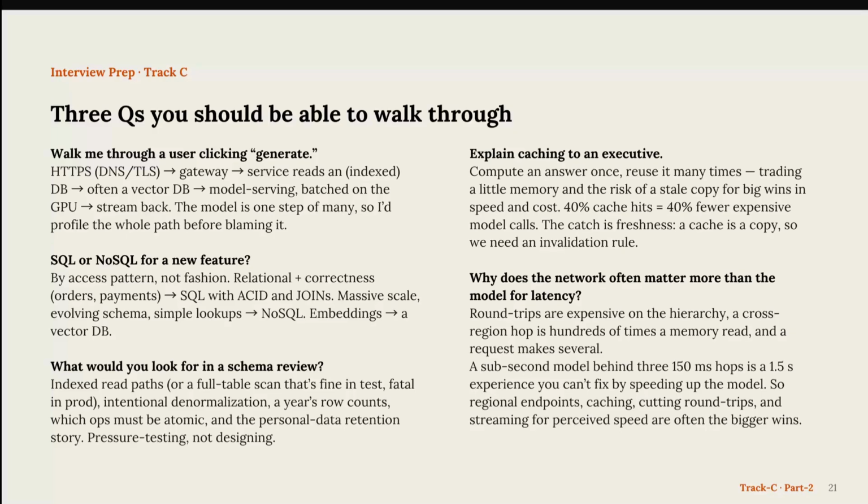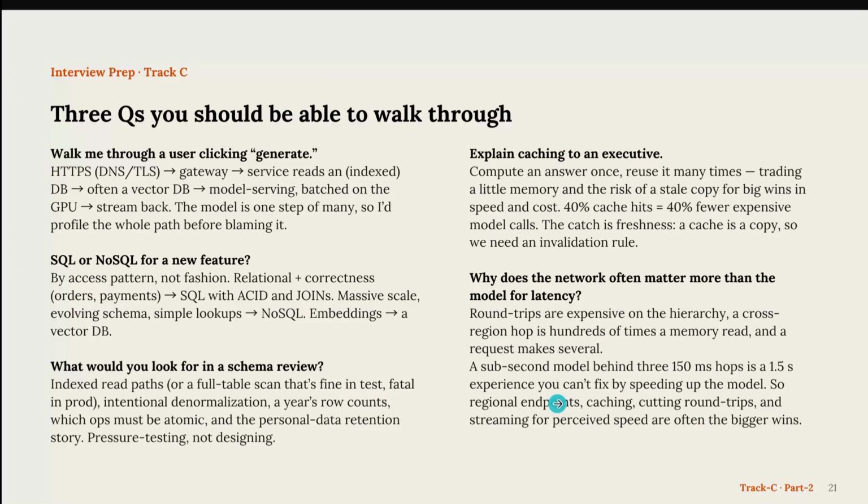And why does the network often matter more than the model for latency? Because round trips are expensive on the hierarchy, because there are so many layers, and multiple hops mean time being spent at each of those layers. And even if it is sub-second model performance and there are 150 millisecond hops, it is a 1.5 second experience that we will see, not a few milliseconds of model performance, but rather a 1.5 second experience.